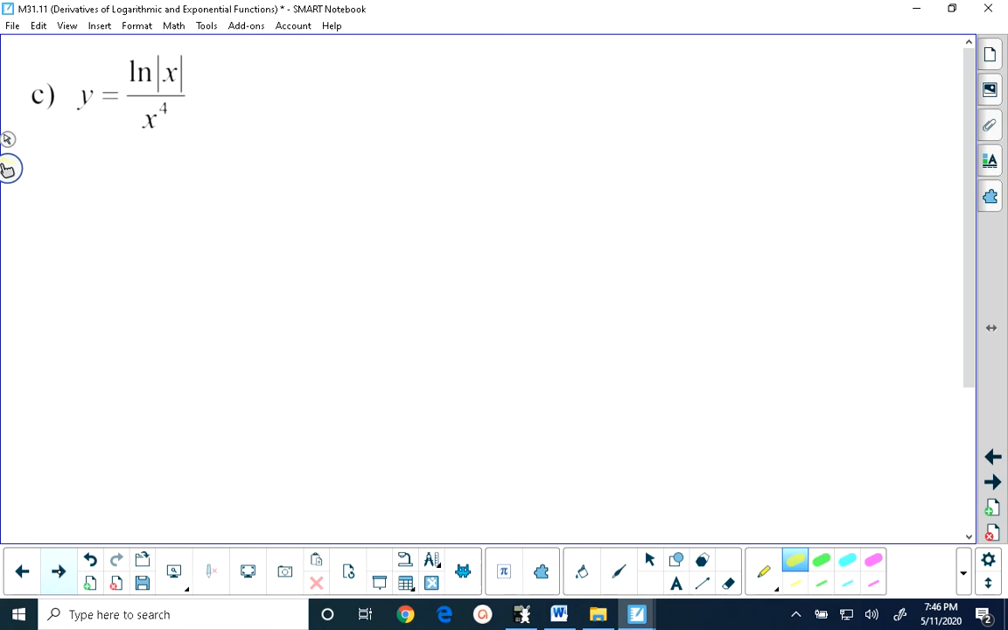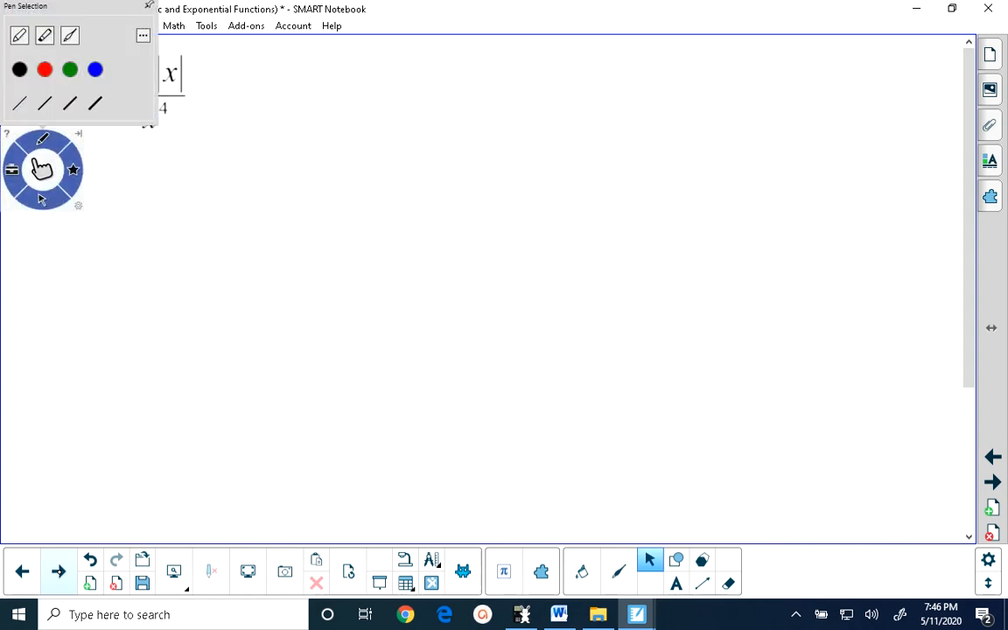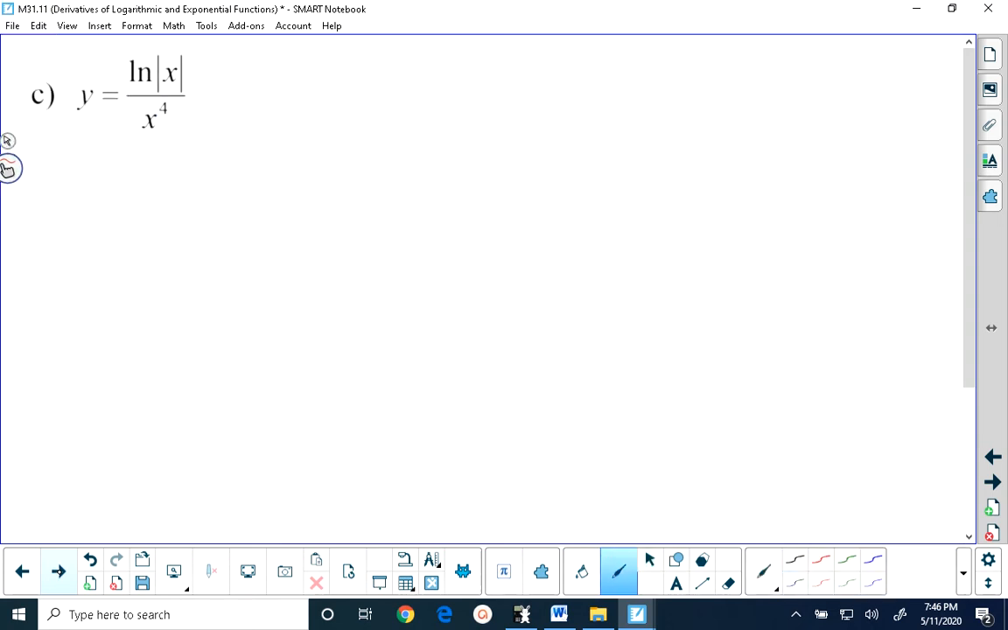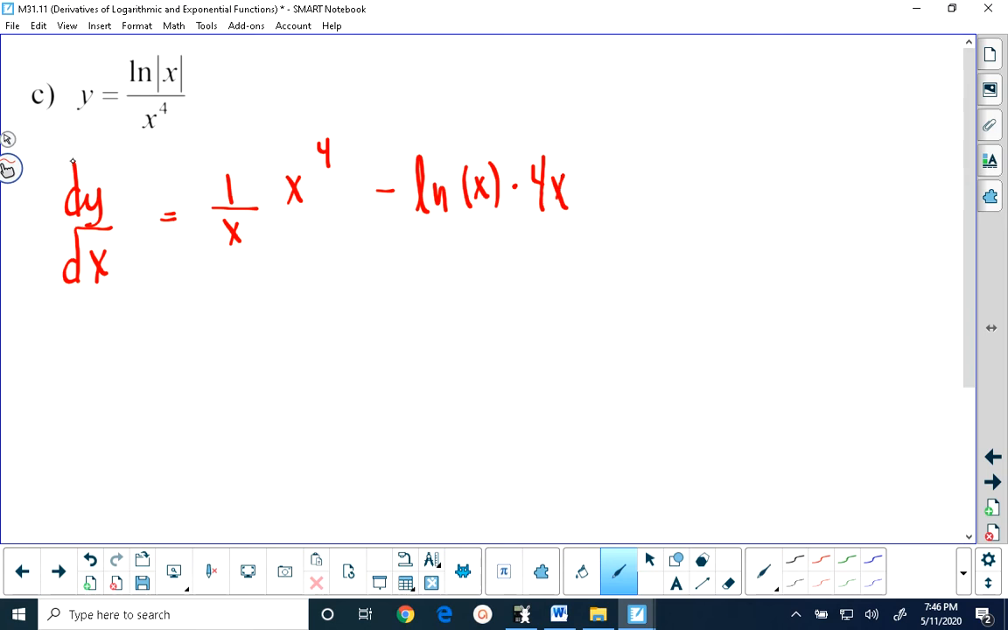All right, and let's take a look at example C. The derivative with respect to x when y is equal to ln x over x to the 4. This is going to require that we use the quotient rule. Dy dx is the derivative of the top, which is 1 over x, multiplied by the bottom, which is x to the 4, minus the top, which is the natural logarithm of x, multiplied by the derivative of the bottom, which would be 4x cubed. This, of course, is over the denominator squared. And the denominator is x to the 4, so it's over x to the 8.